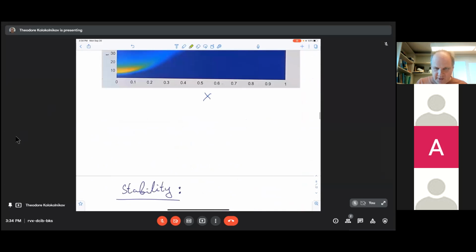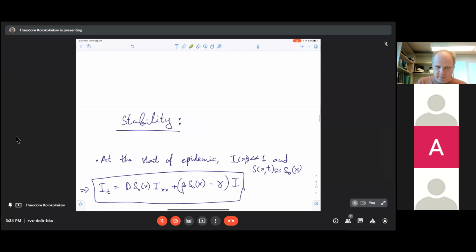Let me talk about the stability. If we look at the start of the epidemic, where infection is very small, let's just assume that the susceptibles don't change very much. That's what happens at the start. So when only a small fraction of the population gets infected, you can linearize this model, and you get this.